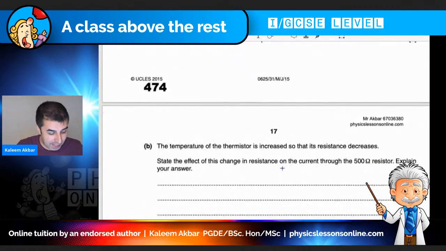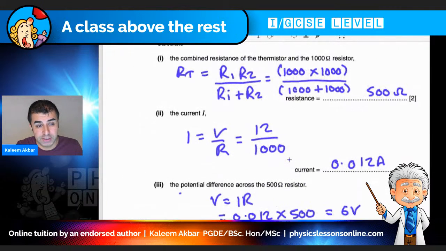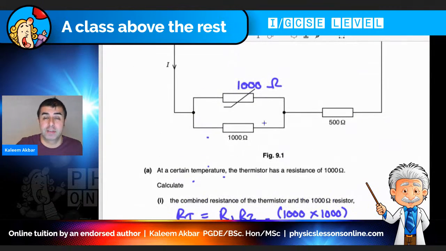Okay. And then finally, the temperature of the thermistor is increased so that the resistance decreases. State the effect of this change in resistance on the current through the 500 ohm resistor. Explain your answer. Well, look, guys, if the temperature of the thermistor is increased, what's going to happen is the resistance in the thermistor is going to decrease. And if the resistance in the thermistor decreases, basically the overall resistance in the parallel part decreases. In other words, the resistance in the entire circuit decreases. Well, what does that mean? Well, if resistance goes down, current is going to go up.